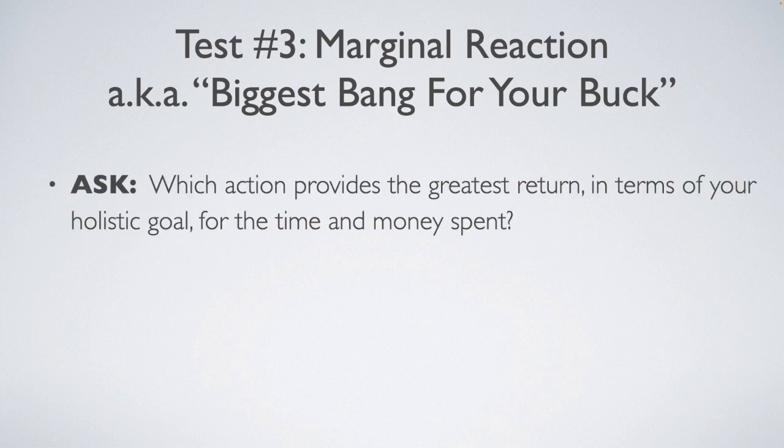So you want to ask, which action provides the greatest return in terms of your holistic goal for the time and money spent? No two actions can possibly generate the same return for each unit of effort. In this case, your life energy, which can be measured in money or in time. When resources are limited, you want to select the one from which you gain the most. Seems pretty obvious. In doing so, you will end up spending less time and money and achieve what you want more quickly. This sounds incredibly obvious, and it is. This is common sense decision making, so make sure to use it.